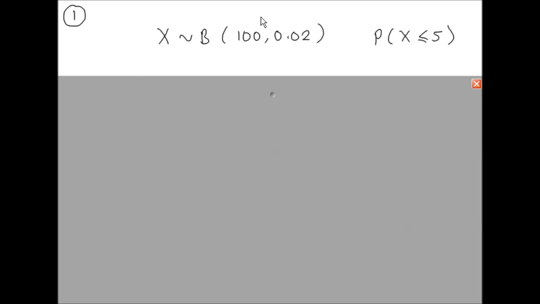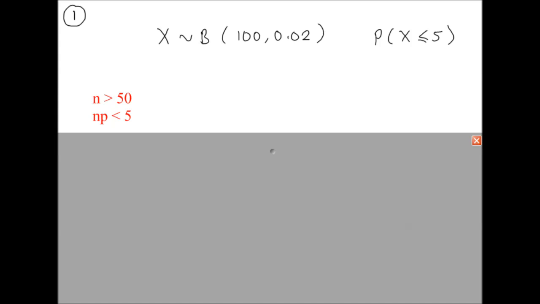Example 1. We have 100 trials and a 2% probability, so there are no cumulative binomial tables available, and we're looking for the probability that x is at most 5. So looking at the conditions to use a Poisson approximation, the first condition is met, n is 100, we need a value that's more than 50, and n times p is 2, and 2 is less than 5, so the second condition is also met.